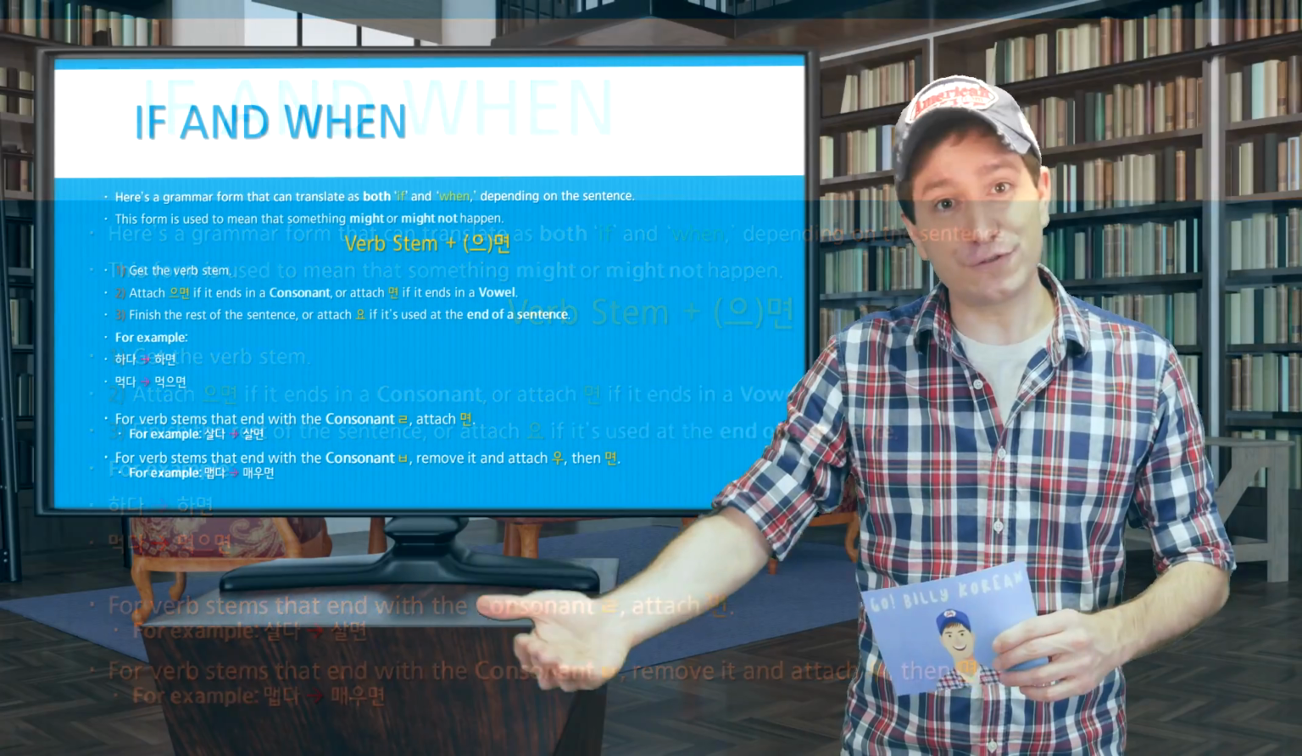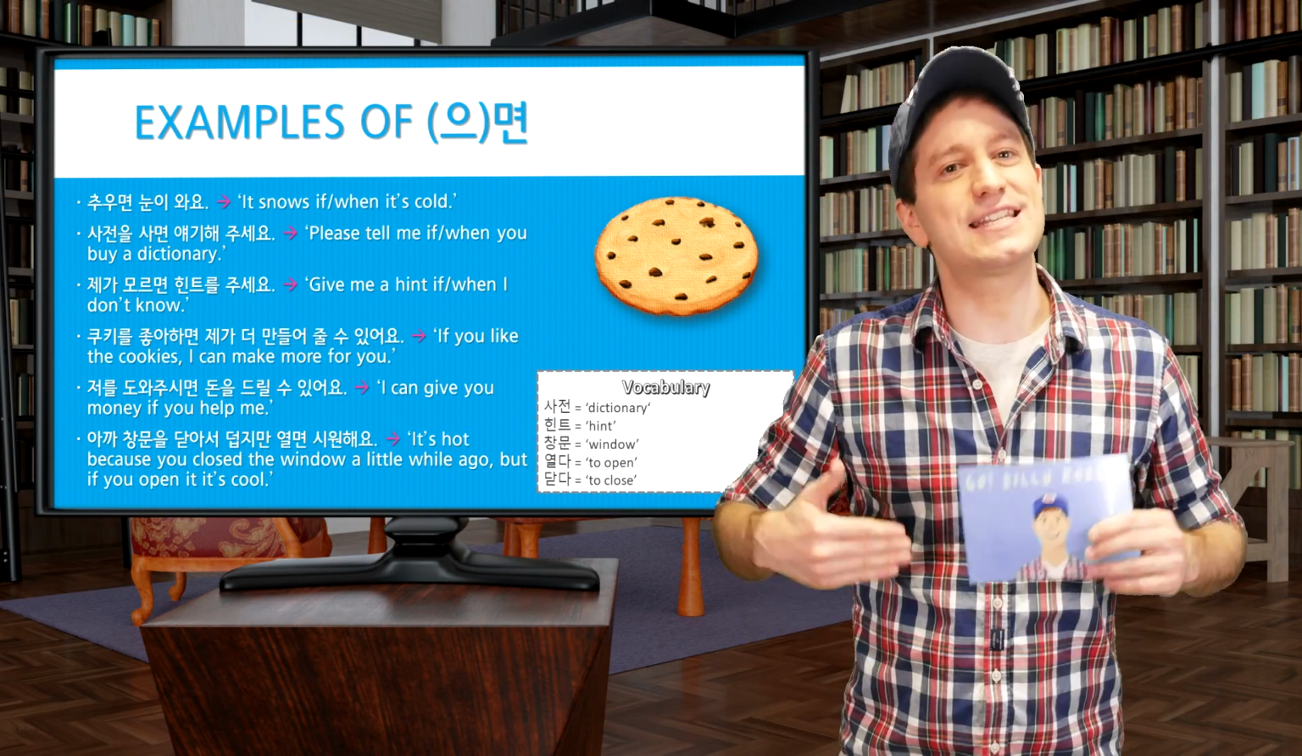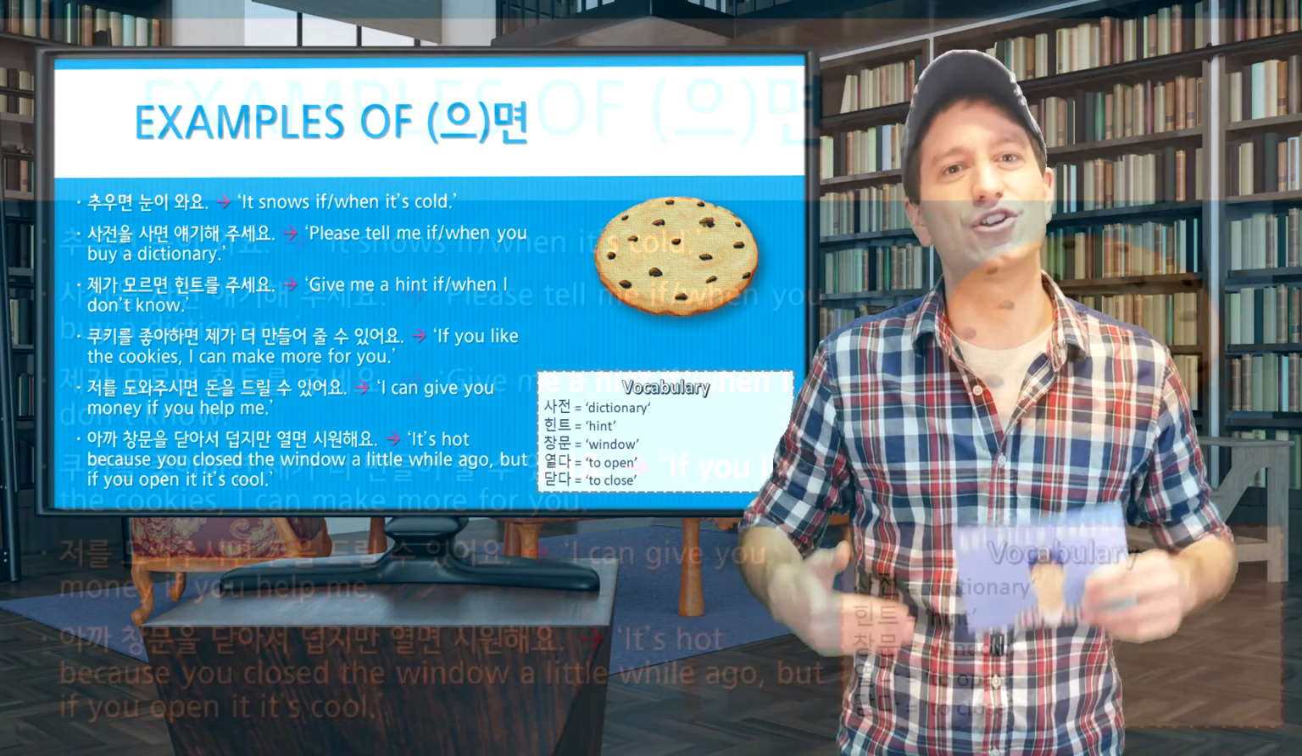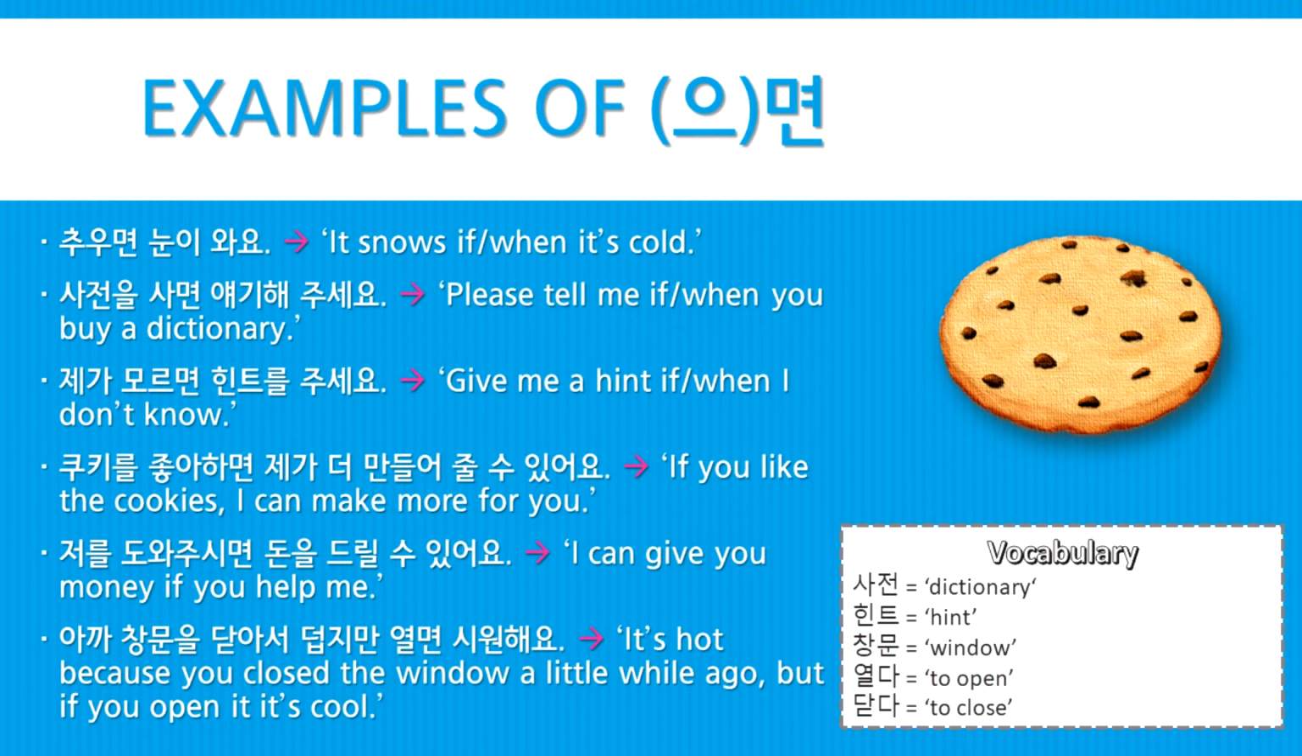But before we learn the other form that we need for this lesson, let's just take a look at several examples of using this 면 form so you can see what it looks like. 추우면 눈이 와요. It snows if it's cold, or it snows when it's cold. So this means that being cold might or might not happen, but if it does, it snows. 사전을 사면 얘기해 주세요. Please tell me if you buy a dictionary, or when you buy a dictionary. 제가 모르면 힌트를 주세요. Give me a hint if or when I don't know.